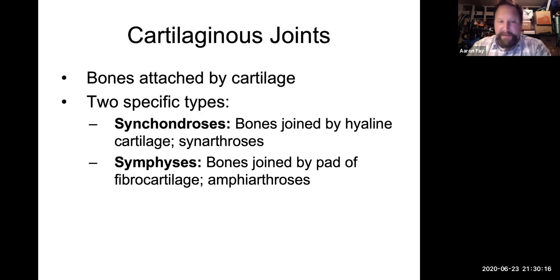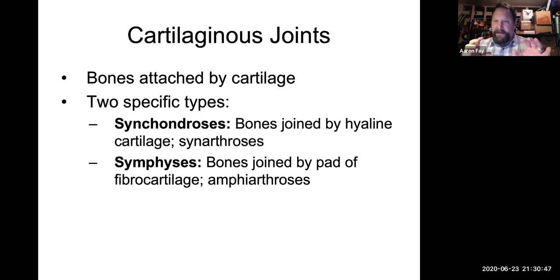Now the next type is called the symphysis. This may ring a bell. We talked about symphyses earlier, specifically the pubic symphysis, which is where the two pubic bones come together, right? The pubic symphysis is in fact a symphysis. Here, the cartilage is fibrocartilage. You will also find symphyses in between the vertebrae of the vertebral column, right? A symphysis is amphiarthritic. It is able to move a little bit.